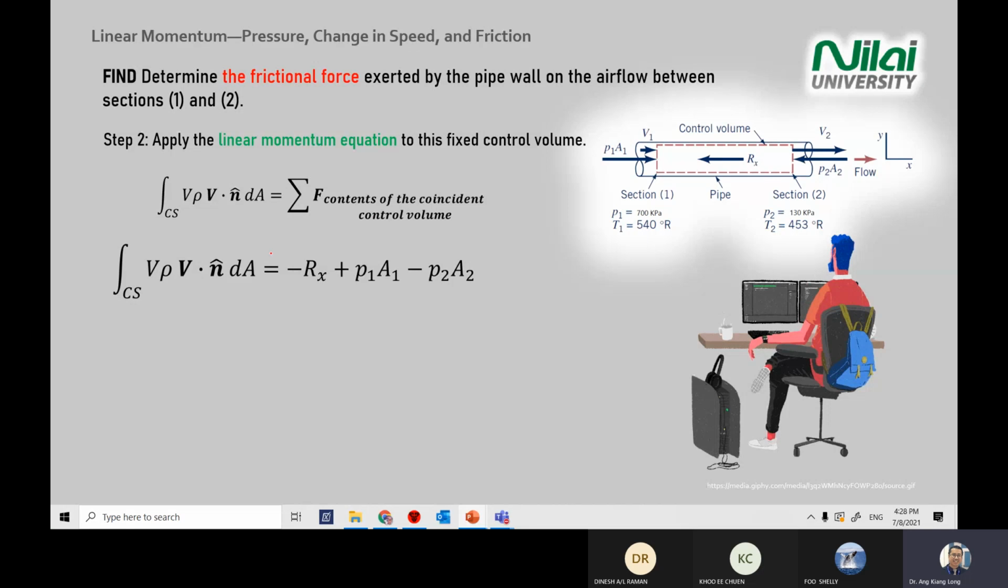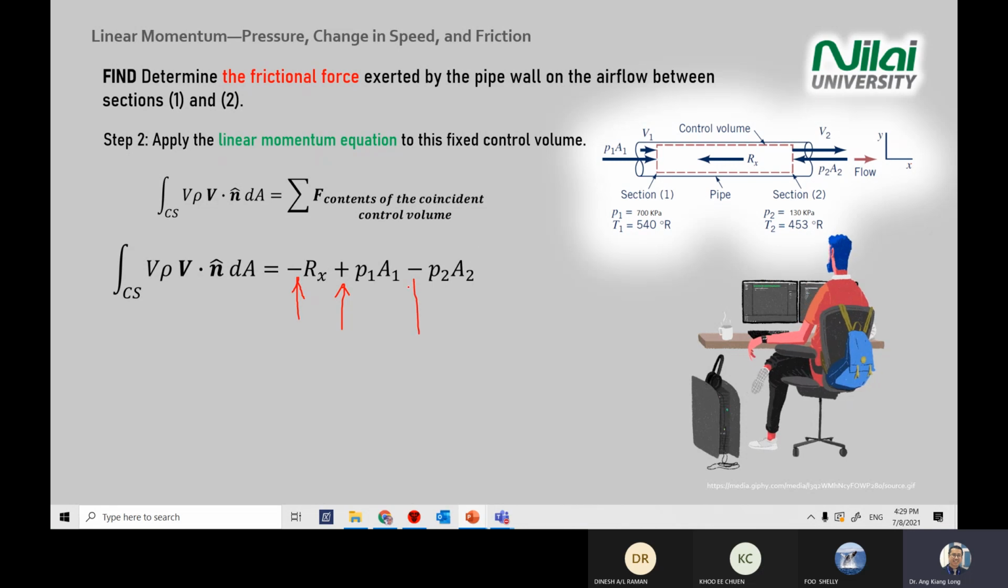I just put the answer on the screen here. For the forces, the first one is negative Rx. You should know why this one is negative. It's because your X direction is positive to the right hand side, so your Rx arrow is pointing to the left, and you get a negative sign here. For section 1, the pressure and the area product give you the force because of the pressure. P1A1 gives you a force that is positive because it is from left to right, also along the x-axis.